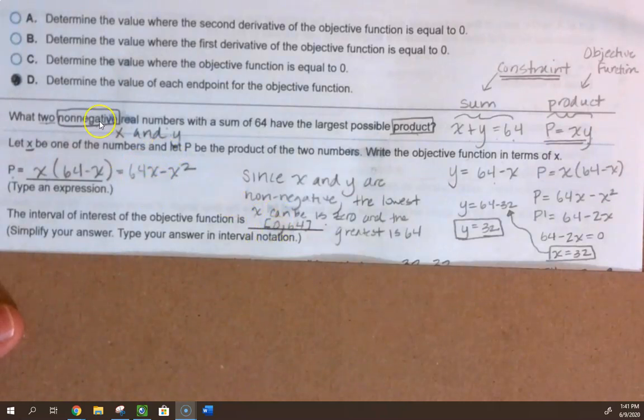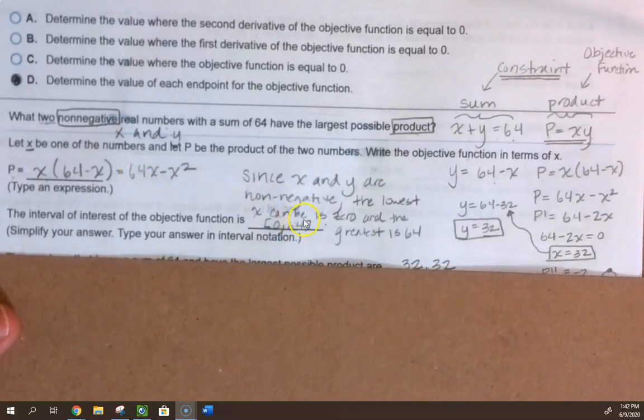It is non-negative. And then it says that they have a sum of 64. So I can't go over 64, but I could go up to 64 on x, right? And that would keep this within the constraints of the problem. Again, if x was equal to 64, then y would be equal to 0, and we wouldn't have a very big product. So it wouldn't really make sense in terms of the problem, but that's the range of x values that we can use here.